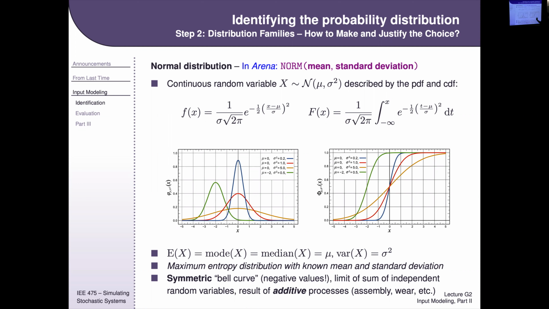So if you're talking about how long it takes to make a sub sandwich or something like that, well, that has a bunch of parts that are each their own random variable. And if you don't need to model each individual part, you just model the whole sandwich making time, maybe that's a normal distribution. So things that are additive tend to be these normal distributions.